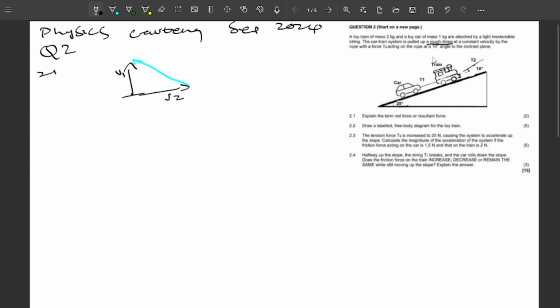Now, when we come back to the question, since we've defined it, we said it's a single vector having the same effect as two or more vectors together. That's the answer for 2.1.